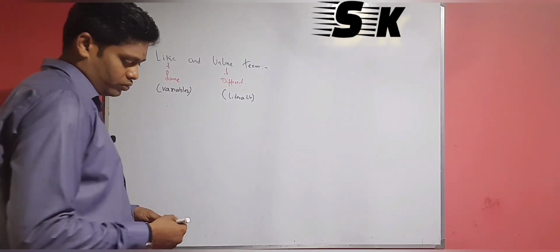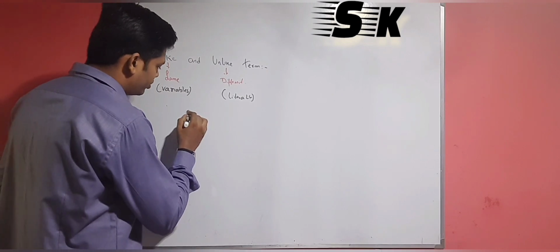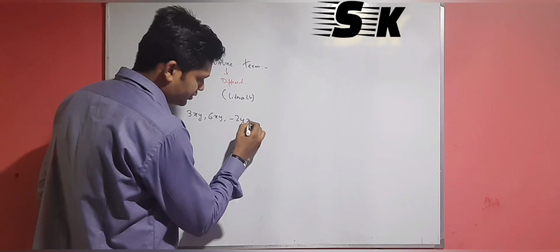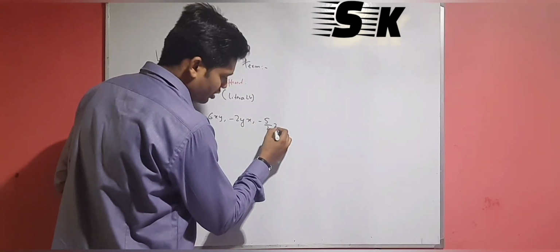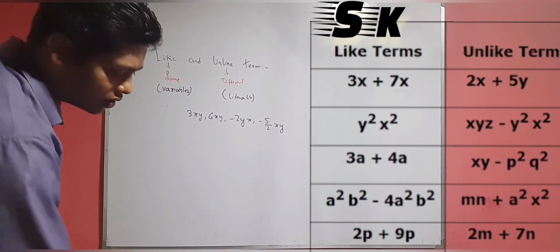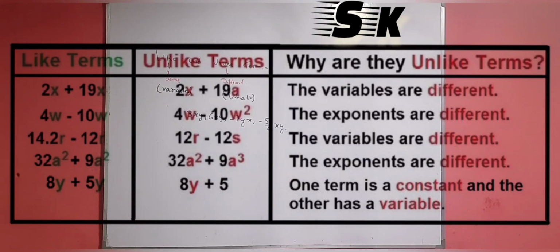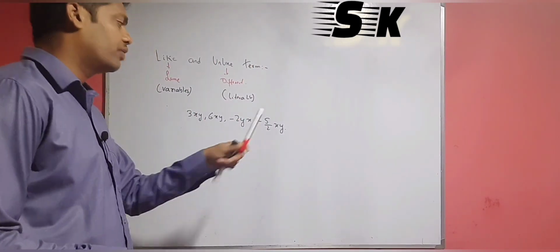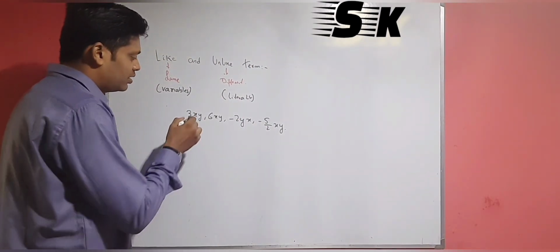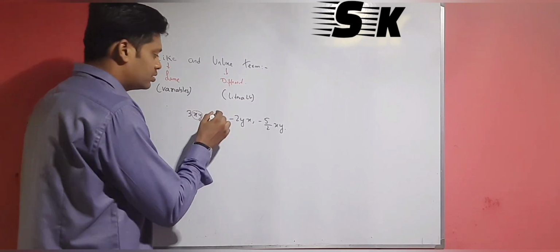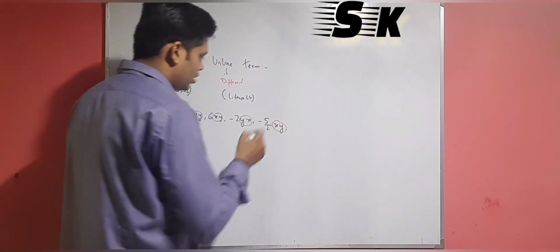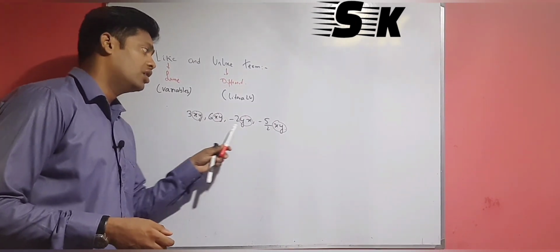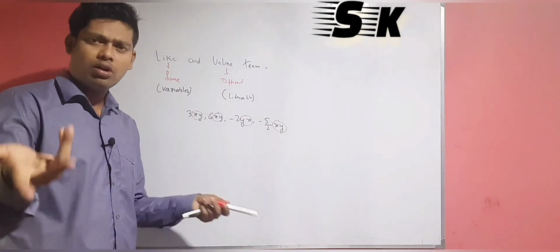Let me give an example: 3xy, 6xy, minus 2yx, minus 5 by 2 xy. Now it's all about the variables. Each comma separates a different term. So what is the variable in each one? Are they like terms or not? A student says, "Sir, it's not a like term, because of xy and yx."